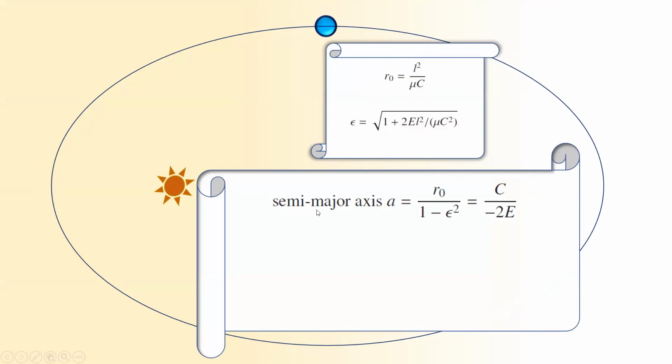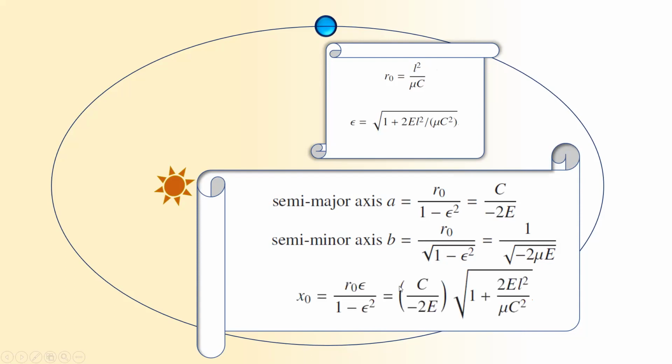So if we know the semi-major axis is r naught divided by 1 minus epsilon square, instead of r naught and epsilon, we will substitute these values. So we will get minus c by 2e. On simplification, we will get this, and this is an expected result. Similarly, for the semi-minor axis, b is equal to r naught divided by root of 1 minus epsilon square. We find out, so instead of r naught and epsilon, we substitute our known values. We will get 1 by root of minus 2 mu epsilon. Similarly, x naught also we can calculate.